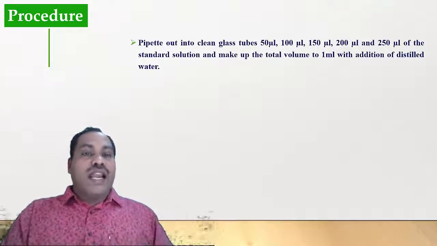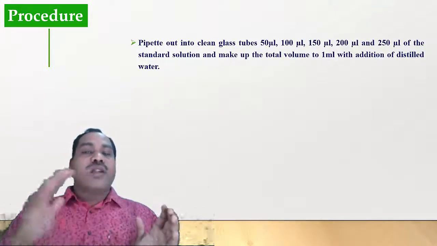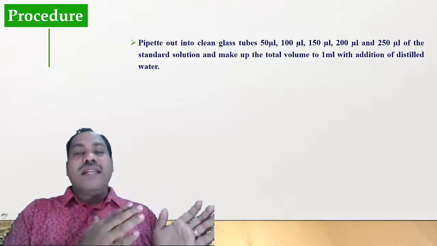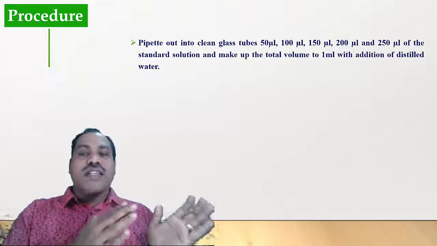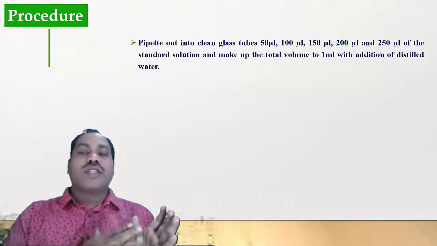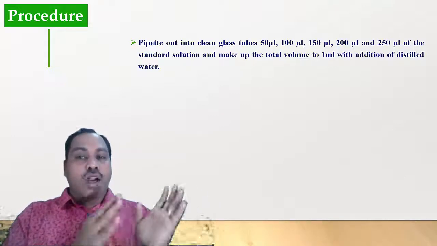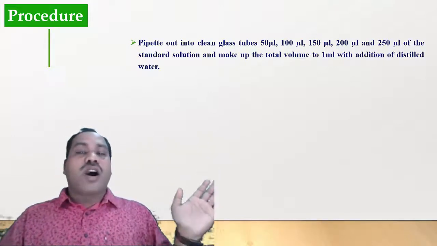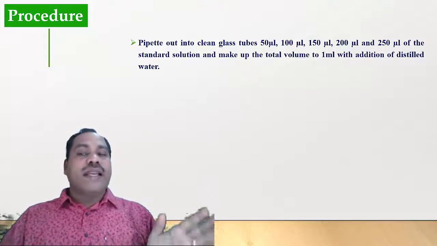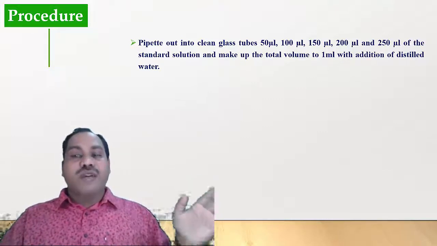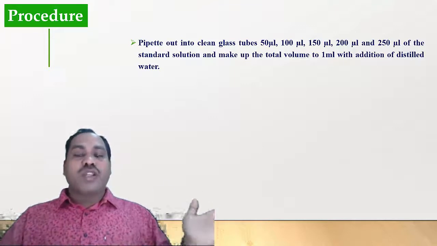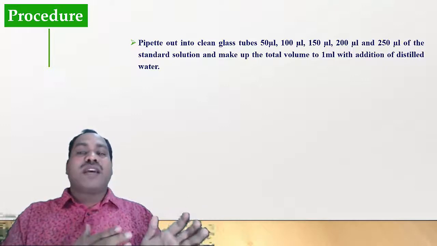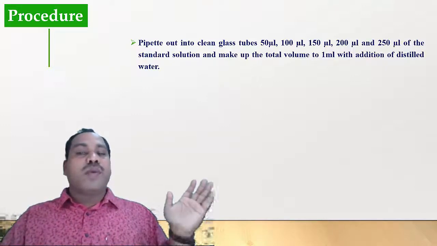Then the procedure. First of all, different concentrations of known glucose solutions will be taken in clean test tubes. Standard solutions of 50 microliter, 100 microliter, 150 microliter, 200 and 250 microliter will be taken, and then the volume is made up to 1 ml with distilled water. This corresponds to known concentrations of glucose from 50 microgram to 250 microgram per ml.